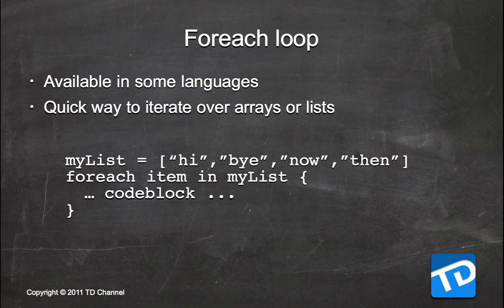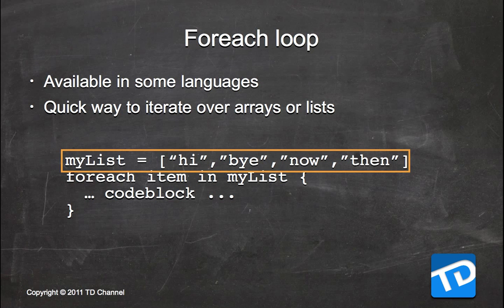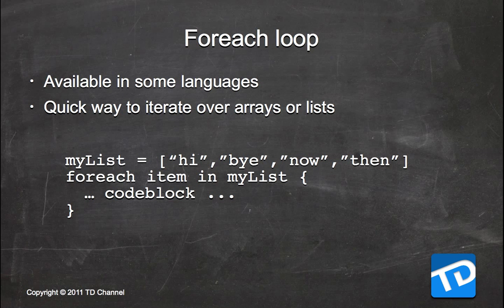And then the last one in iteration that I like to go over is the for each loop. This kind of loop is available on some languages, not all of them have it. And it's a quick way to iterate over arrays or lists. So for example, in Python, you would have something like my_list equals hi, bye, no, and then. And then you can do something like for each item in my_list, and then you go into your code block. So this code block will evaluate once for each of the items in my_list.